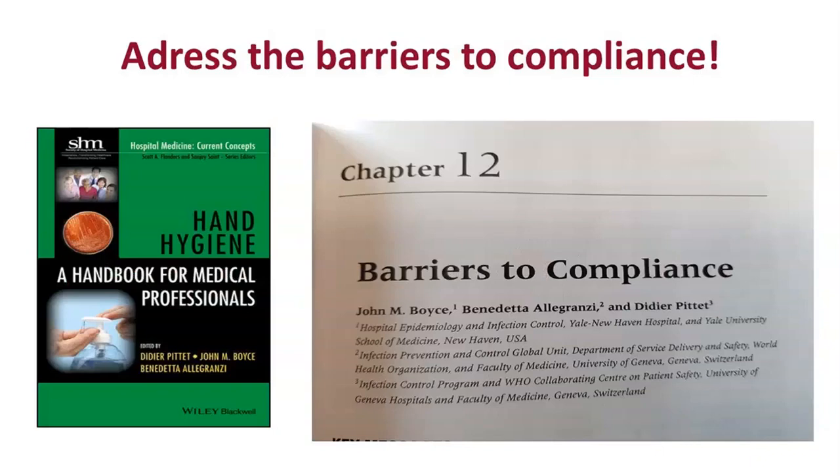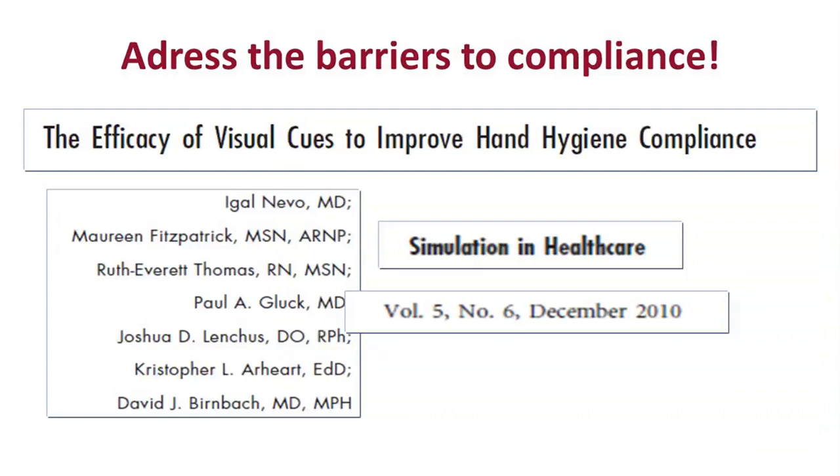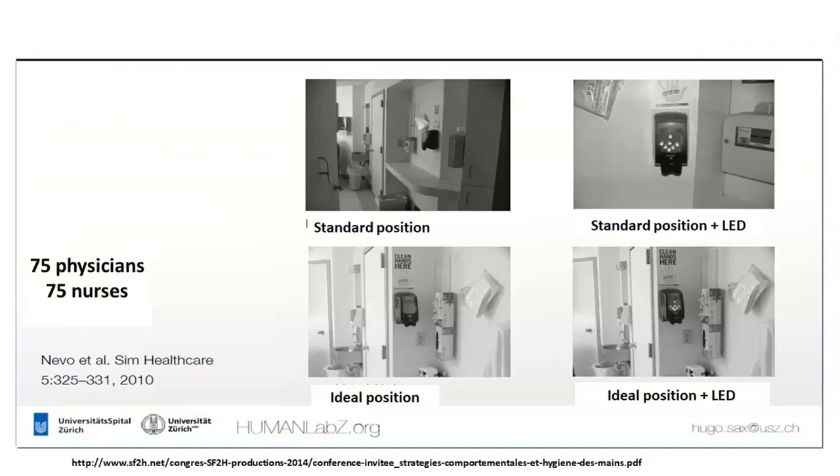It's an interesting study about hand hygiene and the visual effect of the position of the hand dispenser. It was a simulation training, in a real patient room, but it was a simulation session. We told participants, you will enter the room as if it was a patient and do hand hygiene as you feel it. There were four positions for the rub dispenser. First standard, on the side, not very clear. The same one with an LED, so there's a light and you see it more clearly. The ideal position, in front of you when you enter, and the ideal plus the light, which is the best one.